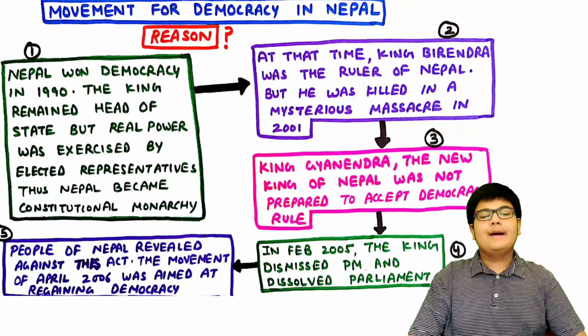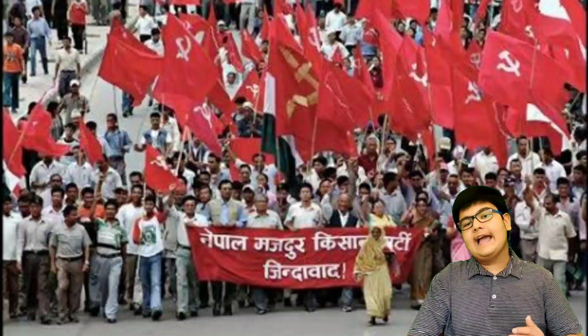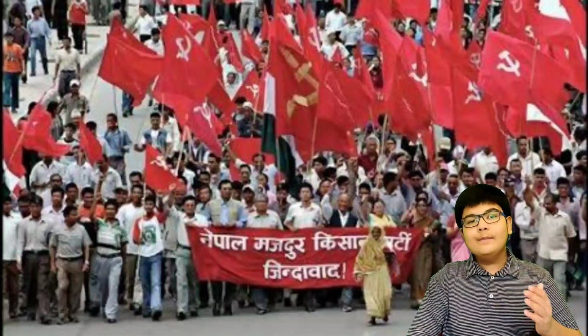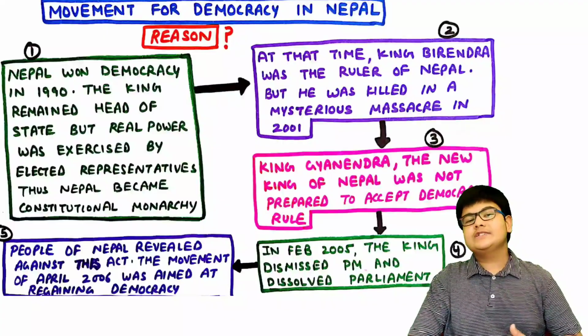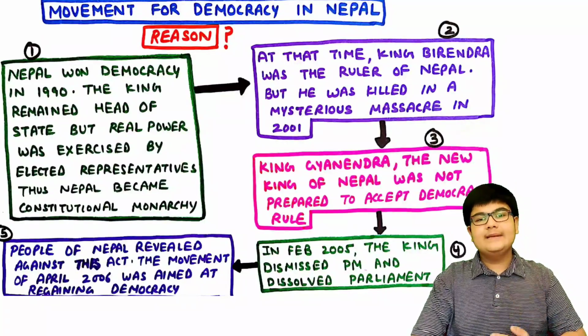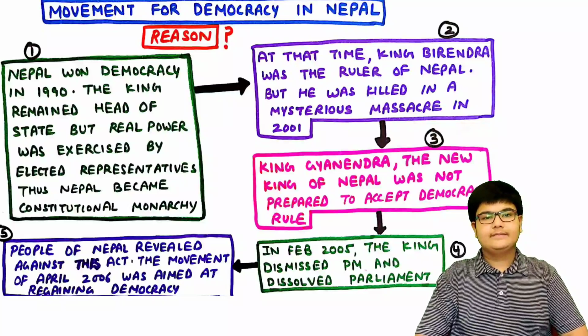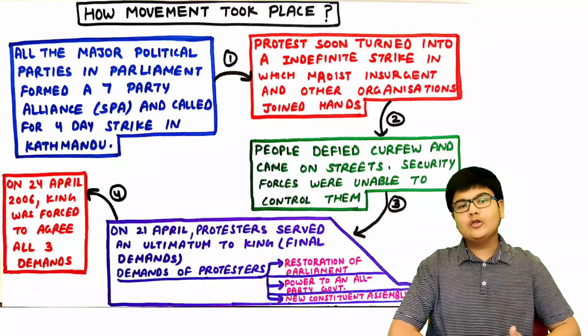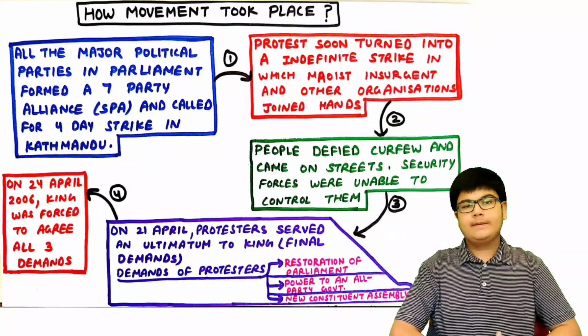Then the people of Nepal revolted against this act of the king, and the movement of April 2006 was aimed at restoring democracy in Nepal. Now let's study more about this movement. Let us see how this movement in Nepal took place.